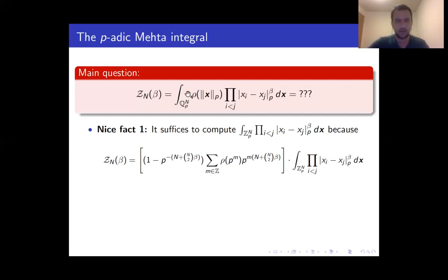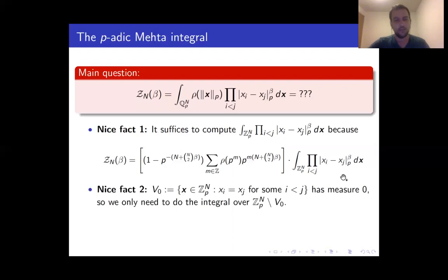So that was a long way of saying that computing this really just comes down to knowing what this bracketed function is. And this is where all of the dependence on rho goes, and knowing the value of this integral here. So we're going to spend the rest of the talk just trying to figure out what this integral is.